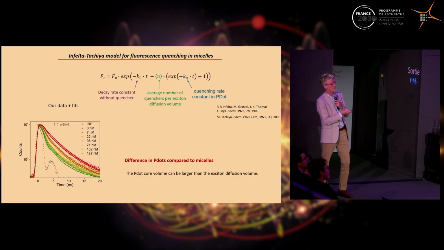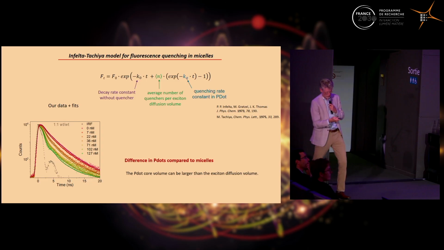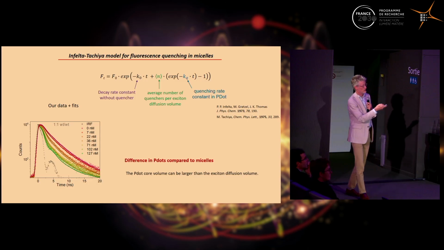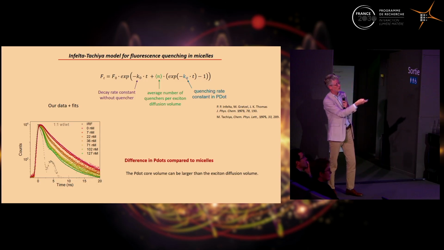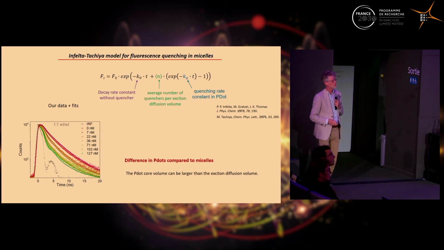What is different from the case with micelles is that the core volume can be larger than the exciton diffusion volume. In micelles, it's clear that the exciton has time to explore the entire micelle. But what if the exciton diffuses too slowly, so it actually decays before it reaches the surface? Then the volume that we get out from this occupancy will be smaller than the physical volume of the core.